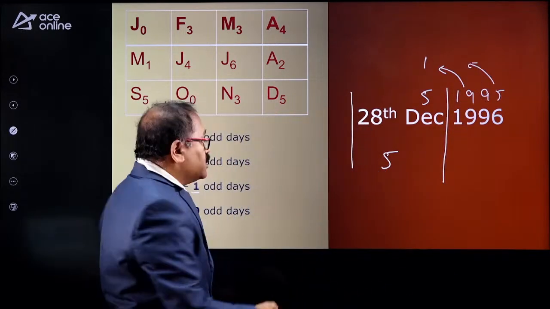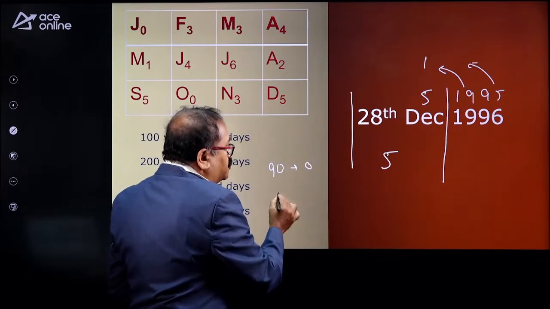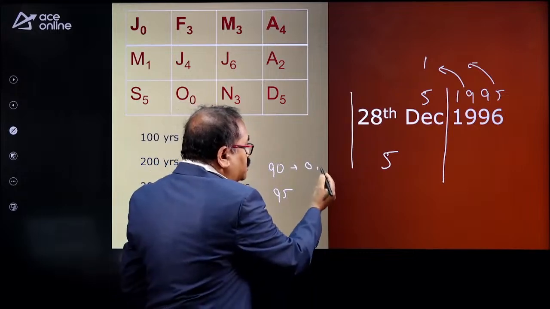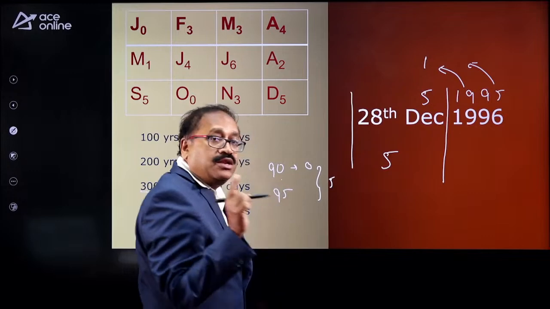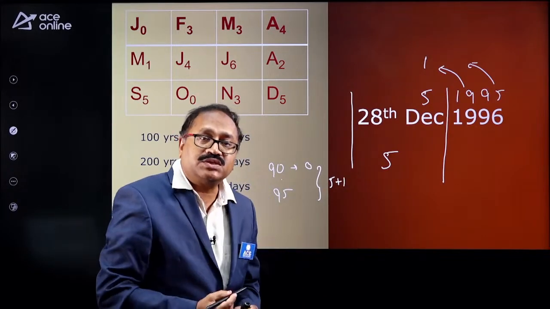If you remember that 90 is a 0 odd day, then from 90 to 95 how many years are there? That is 5 years. But you need to remember that 92 is a leap year, so you add 1 more odd day. That's how 6 odd days.